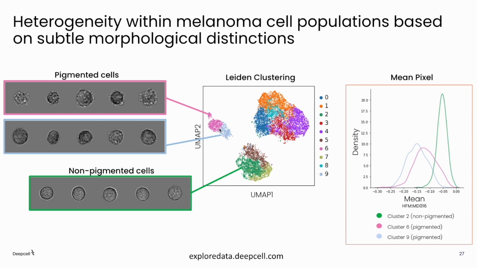By sampling representative images from each of these populations, including non-pigmented and the two different pigmented melanoma cell populations, we see that, especially among the pigmented cells, while both are pigmented, one has blebbing around the cell membrane, which suggests that this pigmented population could be undergoing apoptosis. If we examine the distribution of mean pixel intensities in each cell image, we can confirm that indeed these clusters 6 and 9 are more pigmented than the non-pigmented cluster 2.